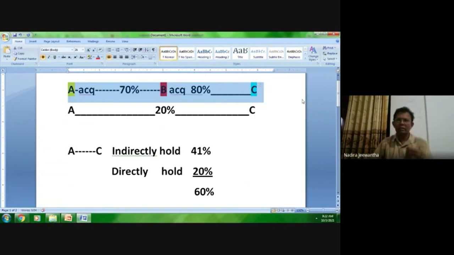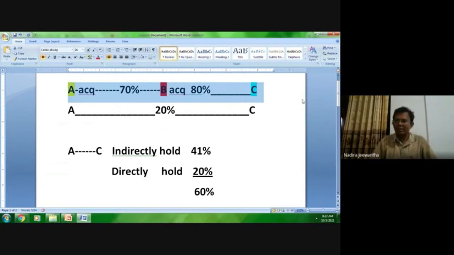A is holding 70% of B, B is holding 80%. So what's the relationship of A and C? C is the subsidiary of B. Why? A and C, what is the percentage? 70% into 80% is 56%. A holds 56% of the shareholding of C. Indirectly, not directly, indirectly. So it is a subsidiary.